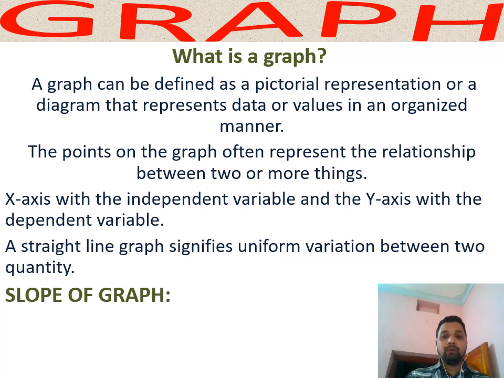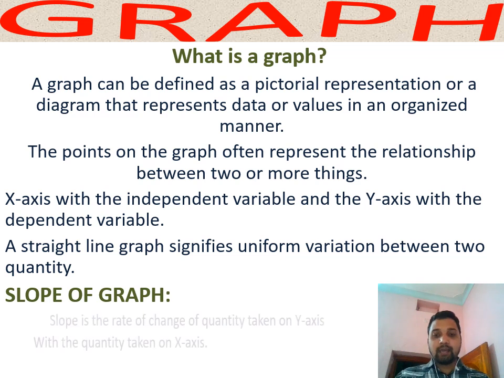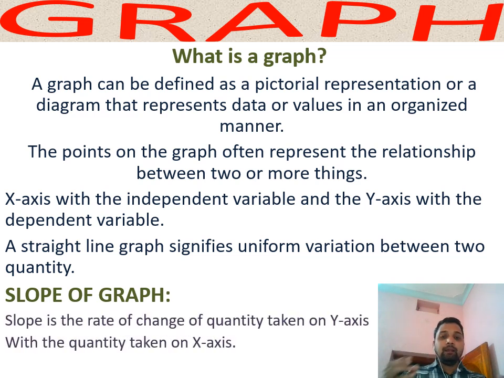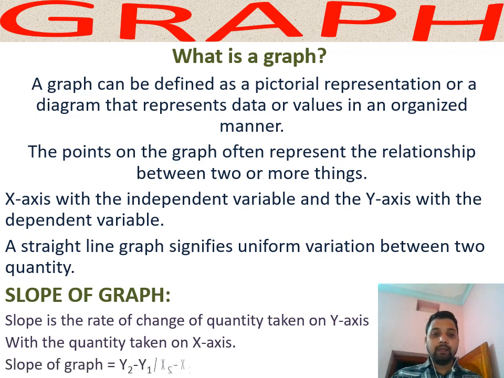The slope is the ratio of the change in the y-axis to the change in the x-axis. In the mathematical expression, it is y2 minus y1 divided by x2 minus x1, where y2 is the final value of y, y1 is the initial value of y, x2 is the final value of x, and x1 is the initial value of x. It means how much change in the x-axis, and due to that how much change we got in the y-axis. The ratio is the slope.